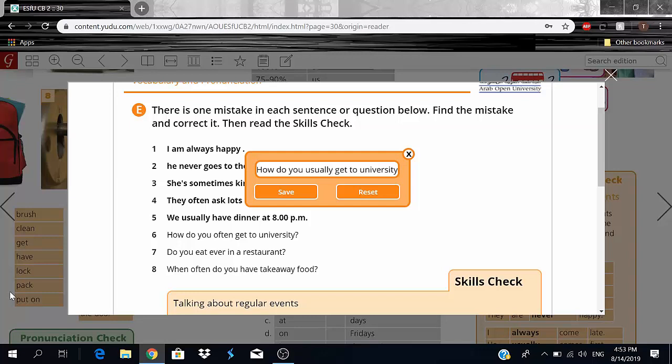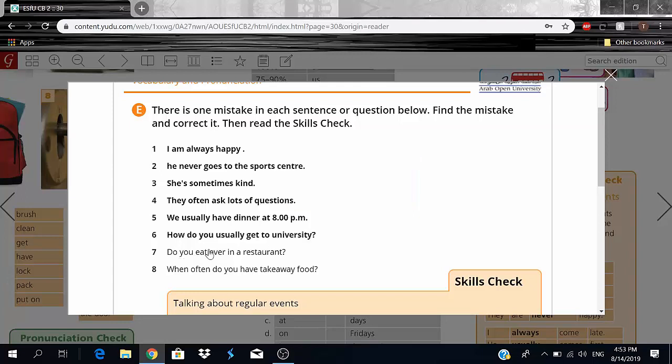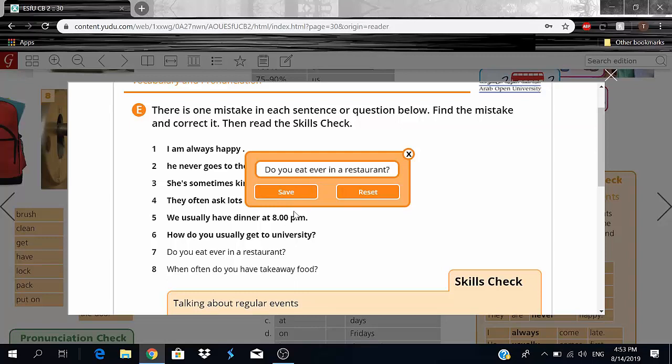So how do you usually get to university? Okay, let's save this right here. Number 7, do you eat ever in a restaurant? And how I'm going to say that is, actually I'm going to exchange places. So do you ever eat in a restaurant?